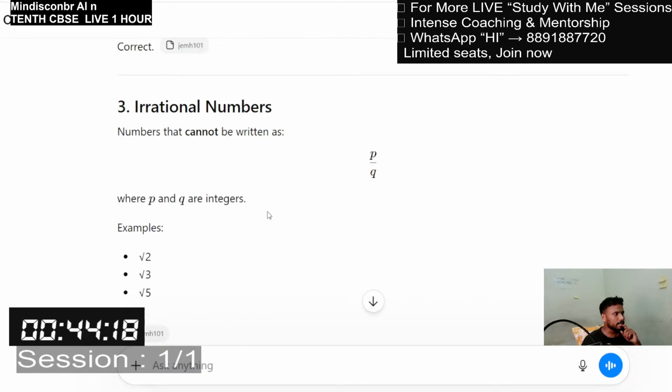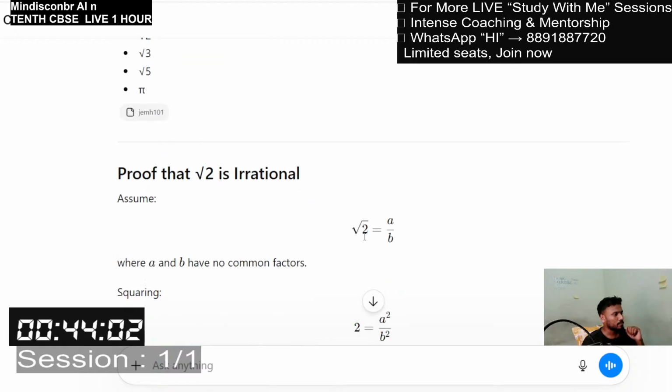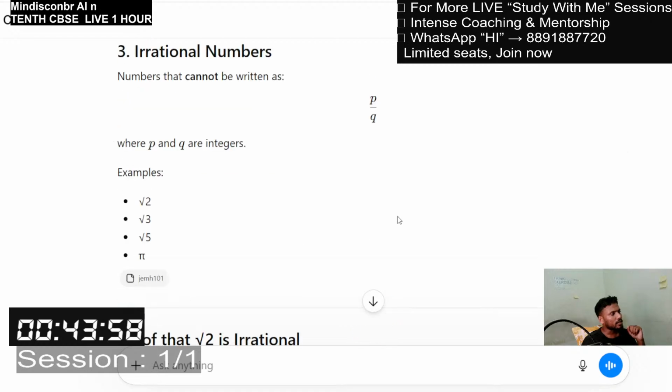Next category is irrational numbers. Numbers that cannot be written as p by q, where p and q are integers. Examples: root 2, root 3, root 5, pi. These are all examples of irrational numbers. Proof that root 2 is irrational.